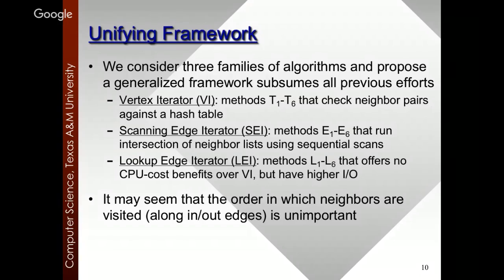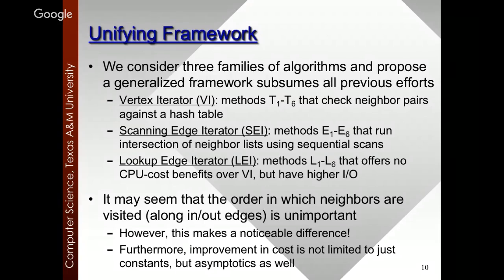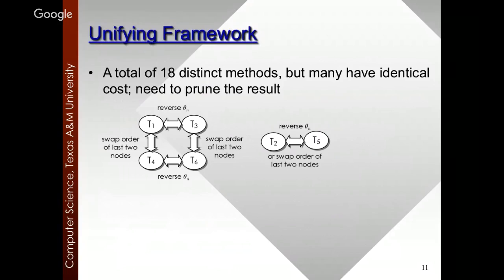Though it may seem that the order in which neighbors are visited does not make a difference to the complexity, actually, after our analysis, it makes a huge difference. And furthermore, the improvement is not just within the constants of the big O notation, but it actually changes the asymptotics of the big O notation. So there are a total of 18 distinct methods, but many of them have identical cost.